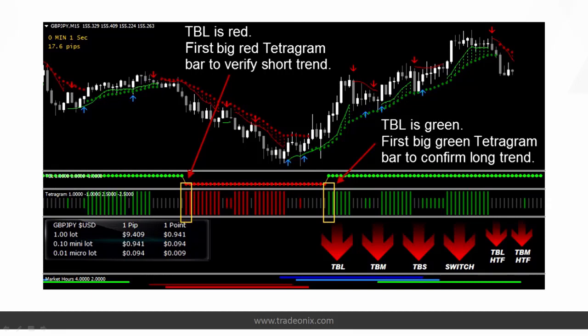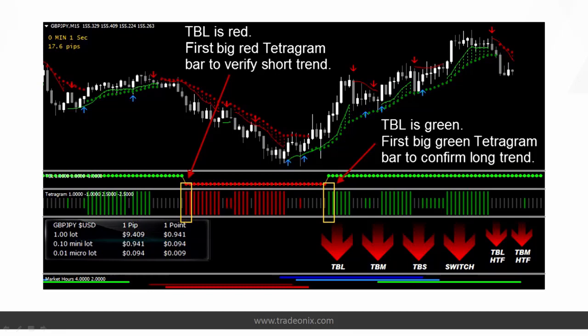So on the image, what we're looking at is as soon as the TBL turns down, turns red, the trend changes direction. We also have the switch turning red, pointing down. We have the TBS over top of the price, and we have the TBM dots over top of the price. All of that together means that what we're going to get on the tetragram is a big red tetragram bar, and this validates that the trend is officially down.